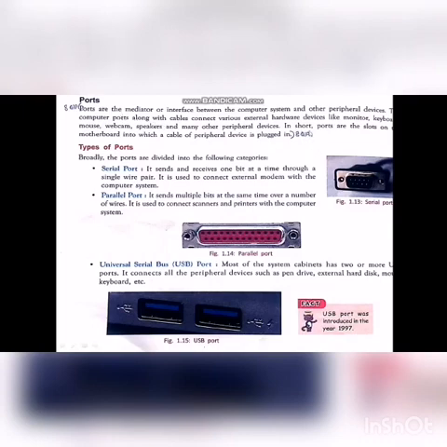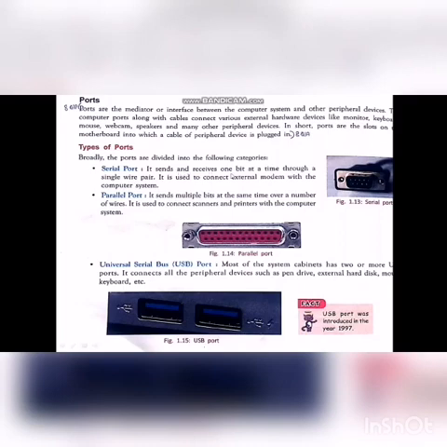Here you see, in short, ports are the slots on the motherboard into which a cable of peripheral devices is plugged in. That is the thing what I told you now. Now we see about the types of ports. First one, serial port. What do you mean by serial port? The picture is given here. This is the serial port.